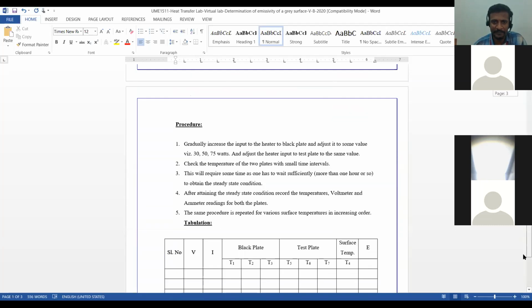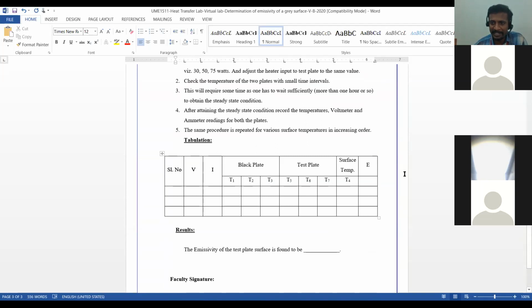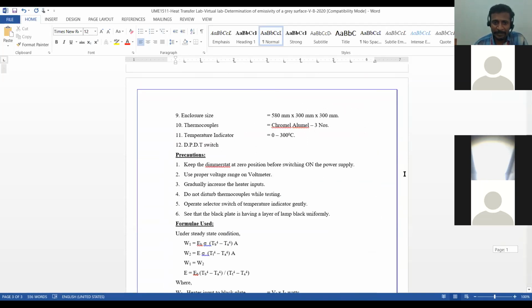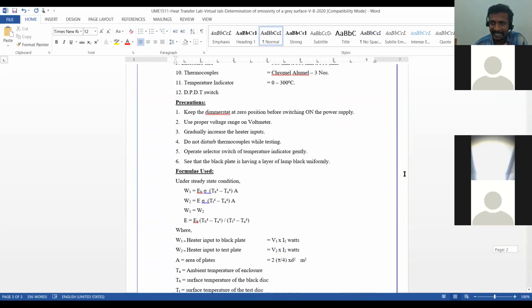You just draw this tabulation alone. On the next page, just write the formula and model calculation. Just 2 pages. On 1 page you have the tabulation, to record the values. On another page you have the experiment name, and then the formulas and model calculation. Just maintain these 2 pages alone.